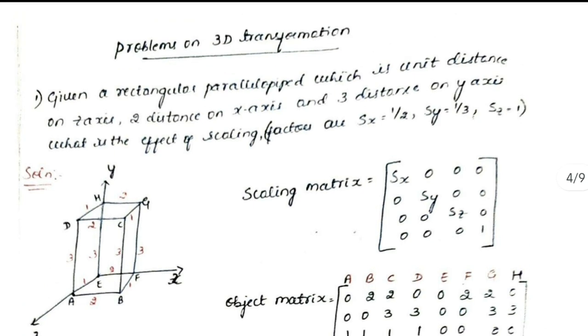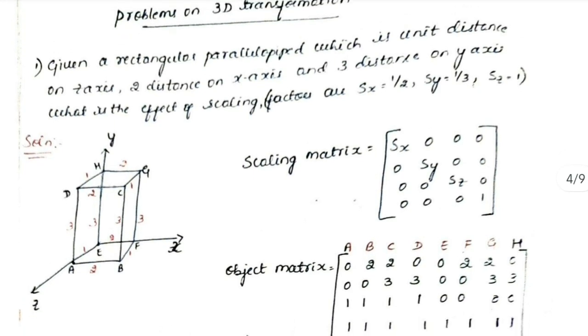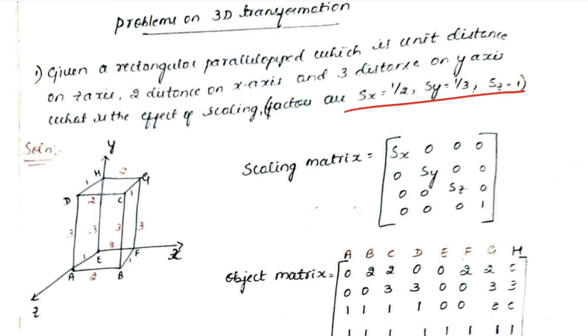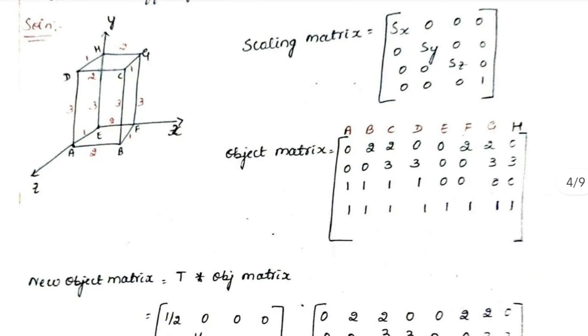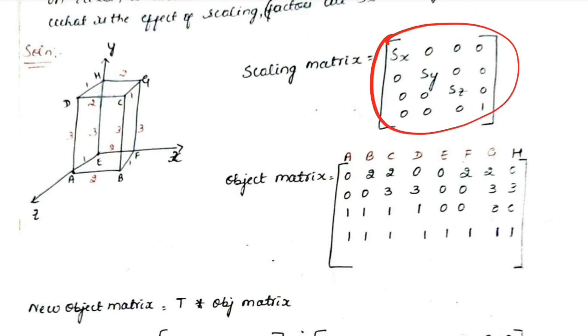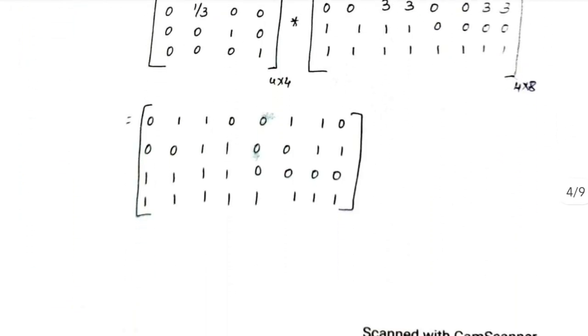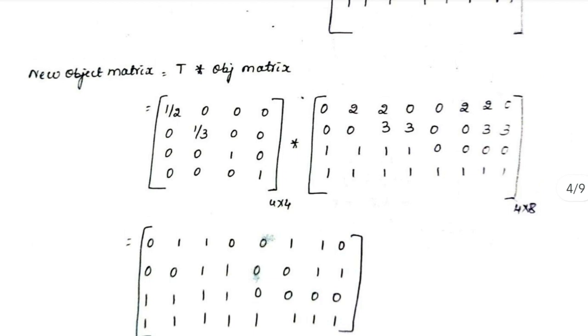Then the next question is a problem on 3D transformation. Here also it's the same thing, you will just be applying the scaling transformations. Sx, Sy and Sz are given. Just find the scaling matrix and multiply it with the object's values matrix, and when you do that you will get the final result, meaning the points where it should be placed.